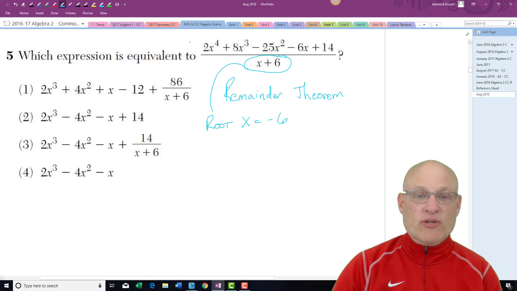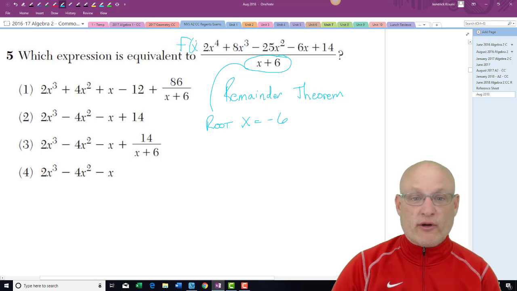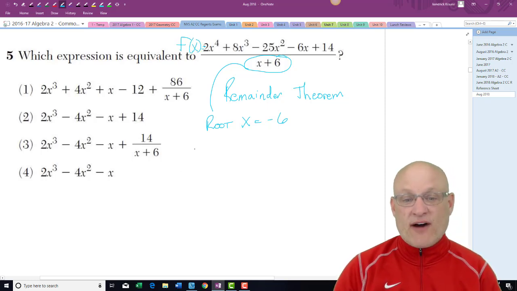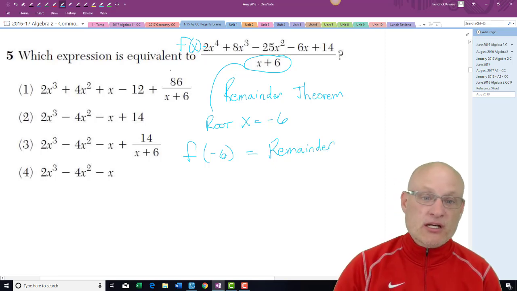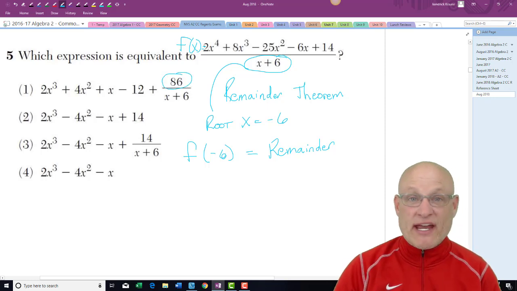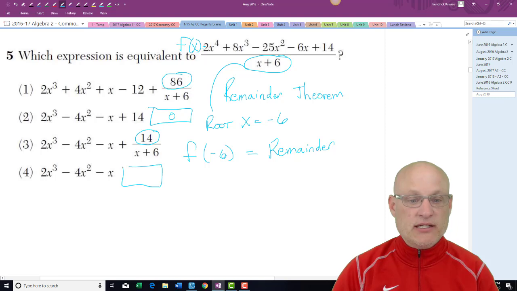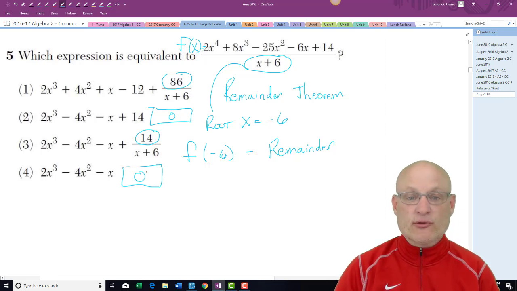So let's say I assume this function up here in just the numerator is called f of x. If I check f of -6, what I will get is the remainder when I do long division. Now, why is that important? Because the remainder on this one is 86. Since there's nothing here, the remainder is 0. Since this is here, the remainder here is 14. And since I have nothing here, the remainder here is also 0.